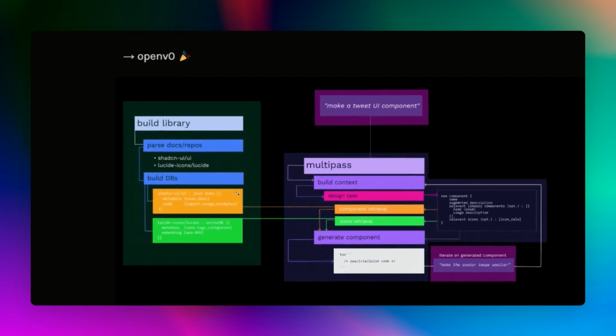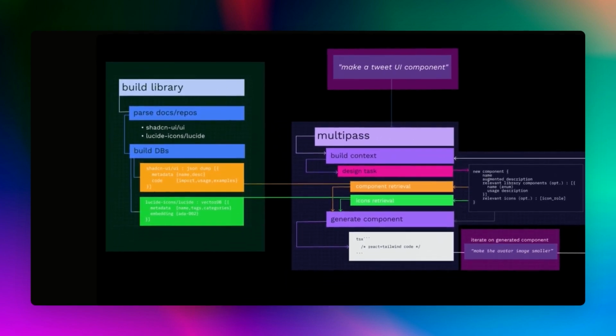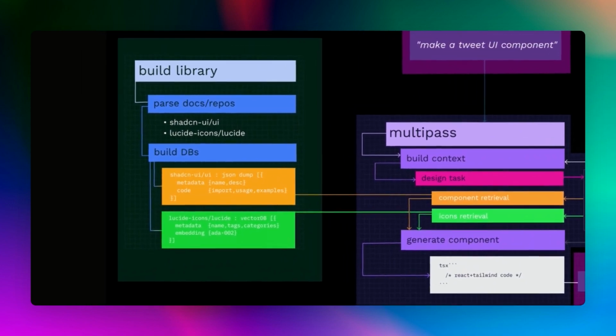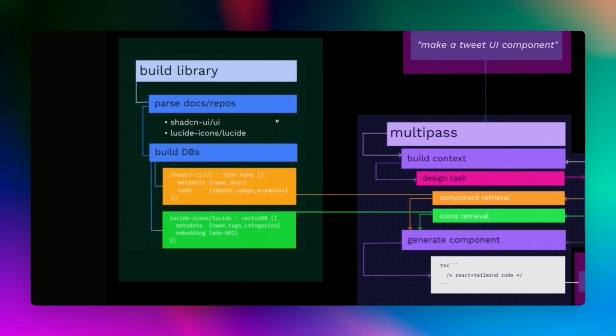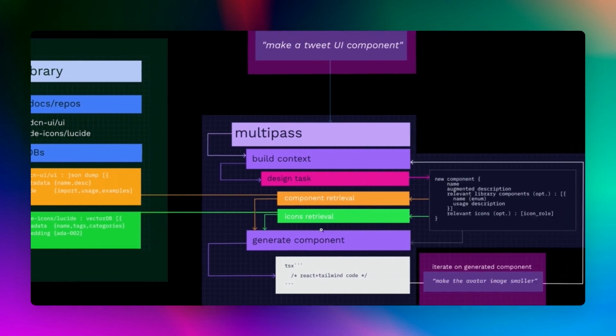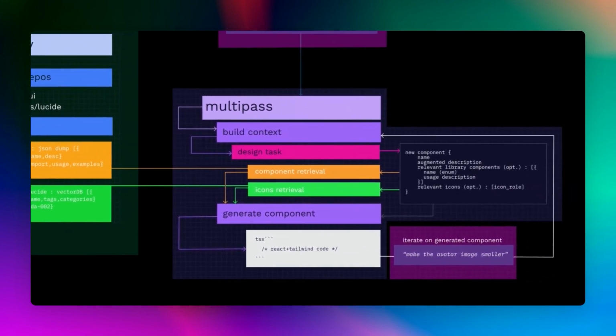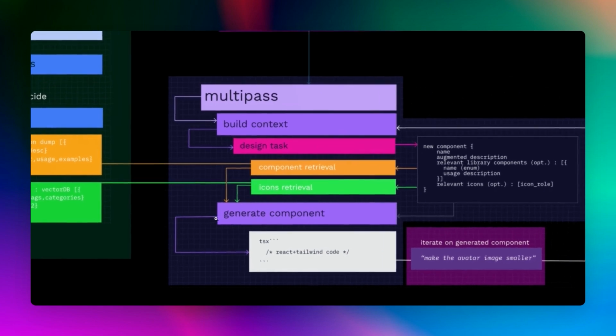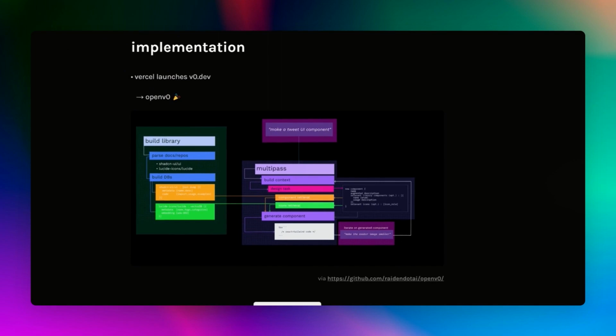The process is simple. A library of components and icons is built from open source projects. A multi-pass pipeline makes use of the library and makes design prompts like description, augmentation, component suggestions, and this enables generation and iteration in a locked context. Here's a demo of OpenVO in action.